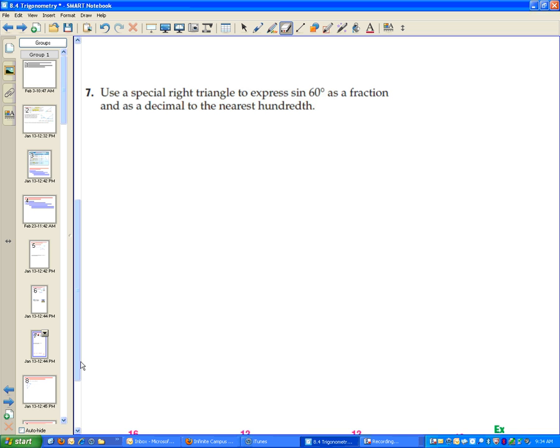All right, number 7. Use a special right triangle to express the sine of 60 as a fraction, and you can do the decimal if you want. All right, special right triangle. Well, the special right triangle that we know of that has a 60 degrees in it is a 30, 60, 90.